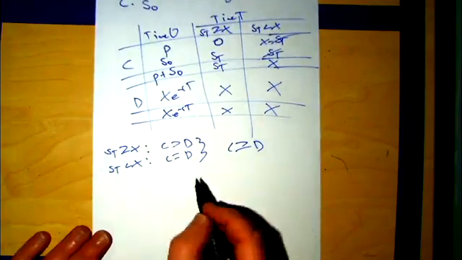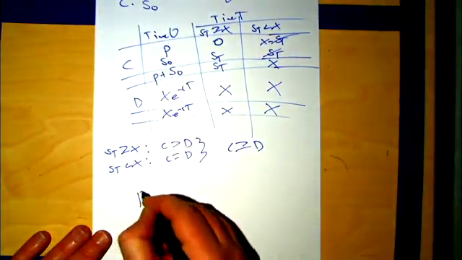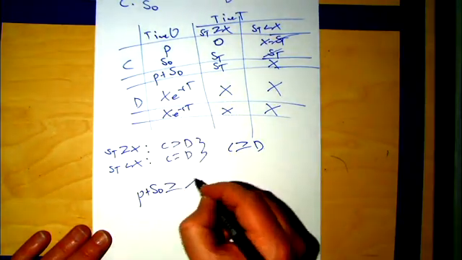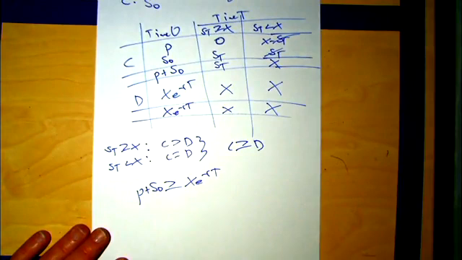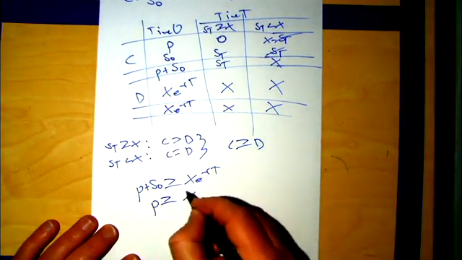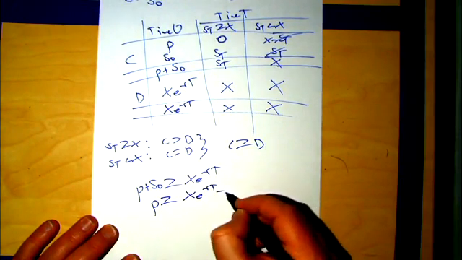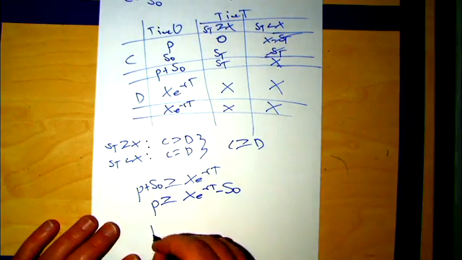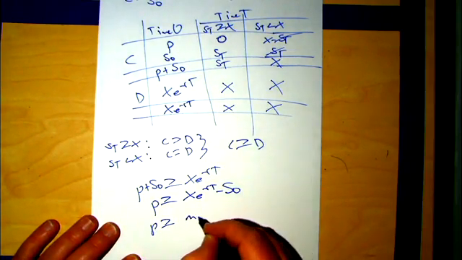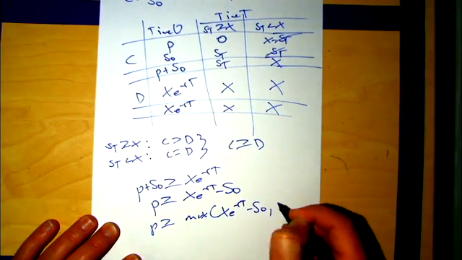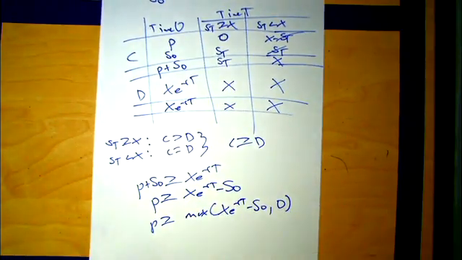Same as before, what is C? It's P plus S0, and that is greater than or equal to D, which is XE negative RT. Get the S0 on the other side. P is greater than or equal to XE negative RT minus S0. And again, because we can't have a negative value, we say P is greater than or equal to the maximum of XE negative RT minus S0 and 0. And that's the lower bound for a put.